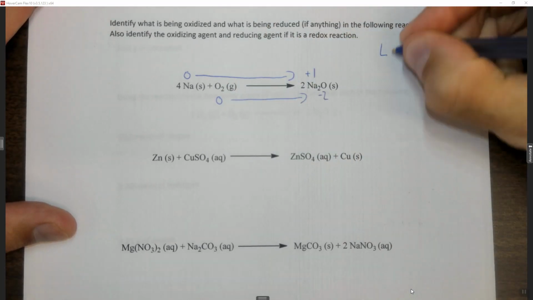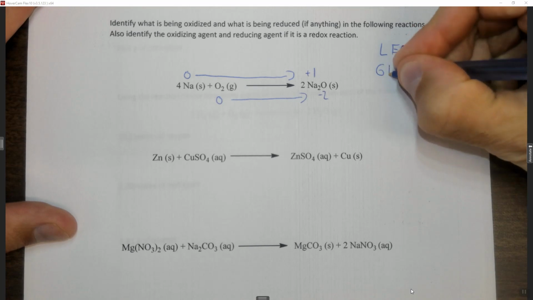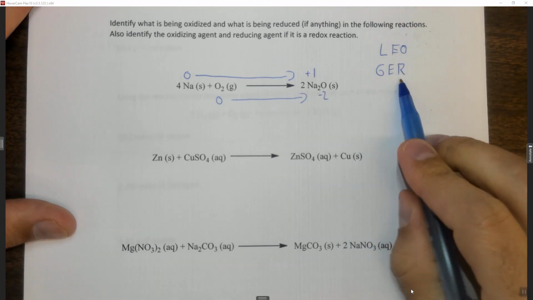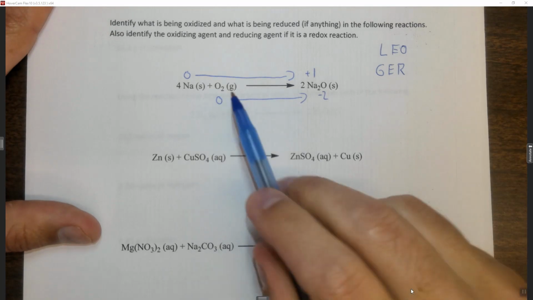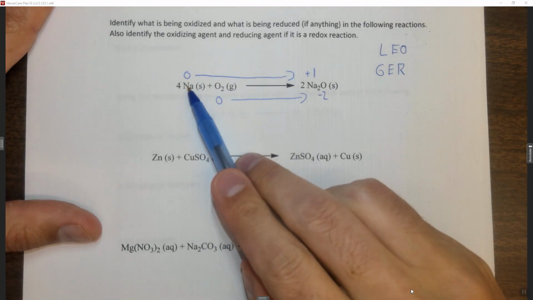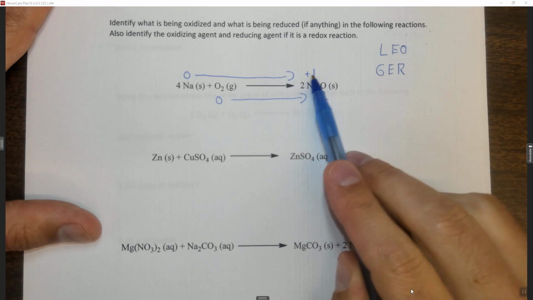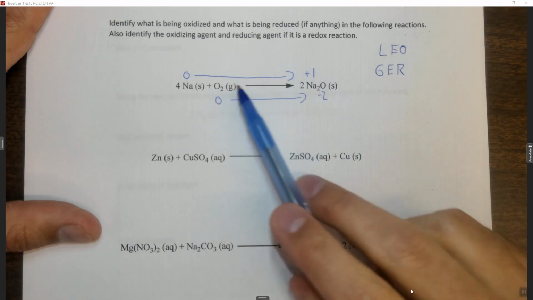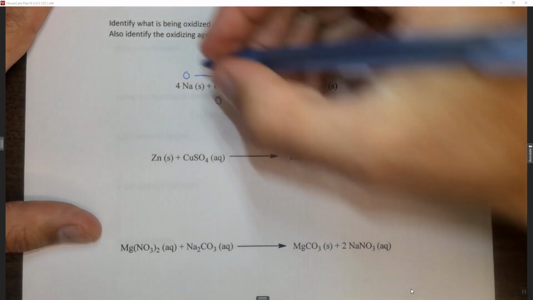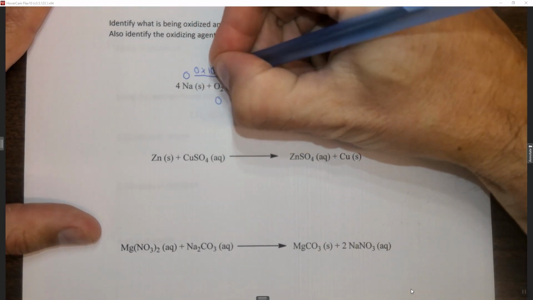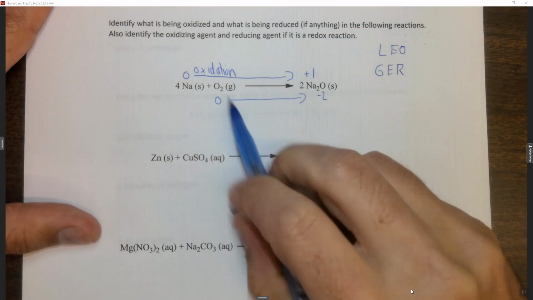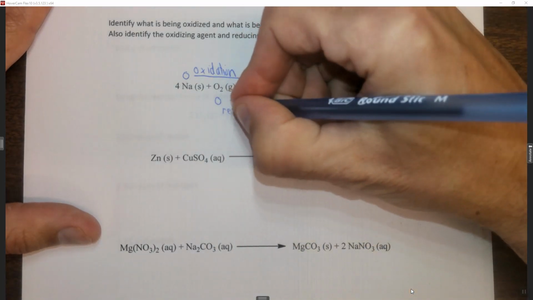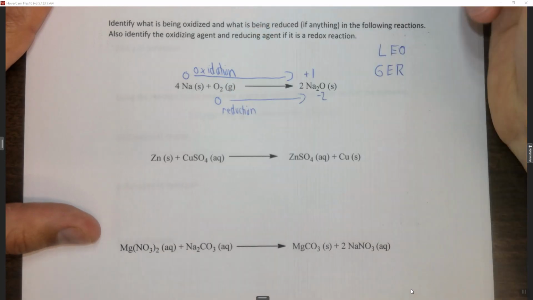Remember the mnemonic device, Leo the lion says grr. What this means is losing electrons is called oxidation, gaining electrons is called reduction. So if sodium went from 0 to plus 1, did it gain electrons or did it lose electrons? Well, electrons are negatively charged. So if it went from 0 to plus 1, it actually lost an electron. So sodium underwent oxidation. Oxygen went from 0 to minus 2. It gained 2 electrons, so it underwent reduction. Okay, this is how it works.